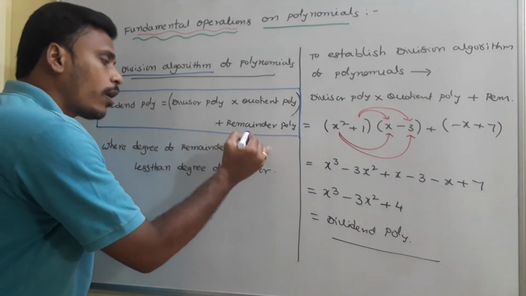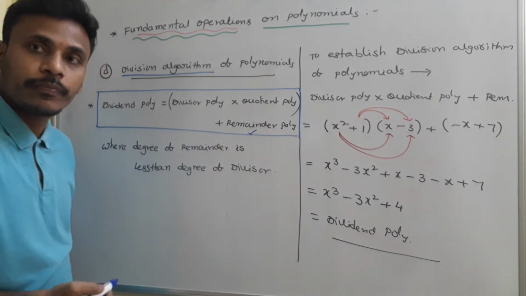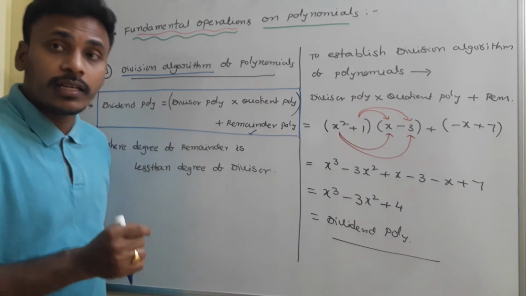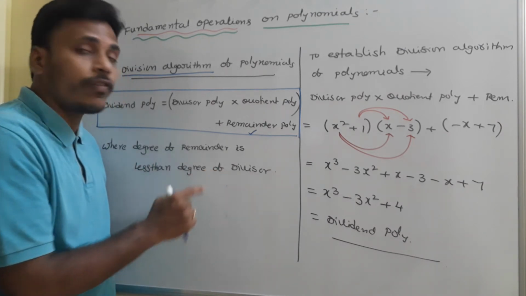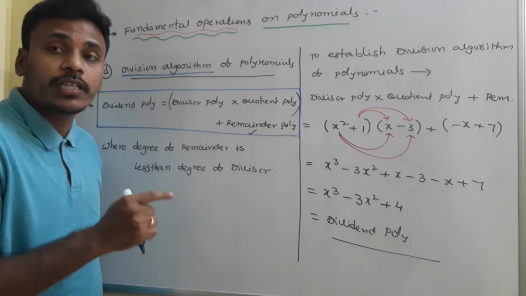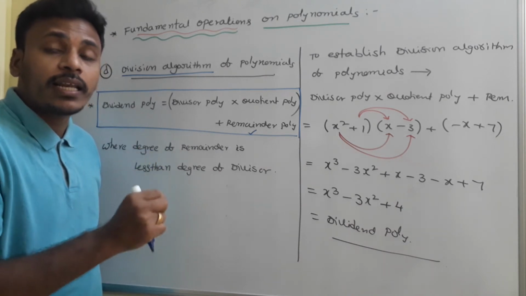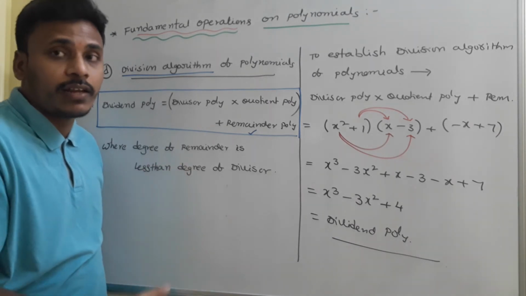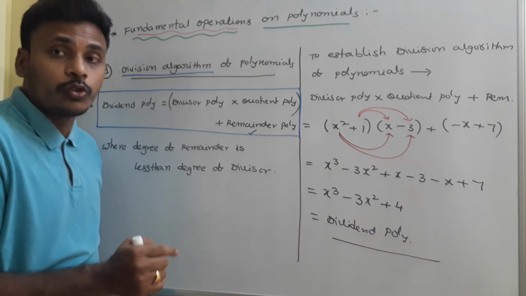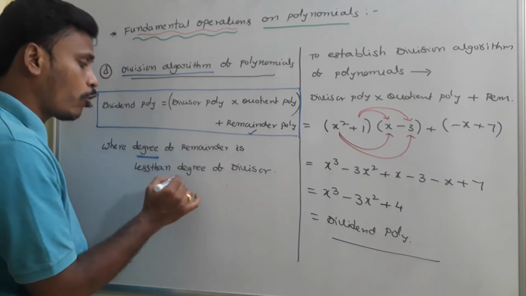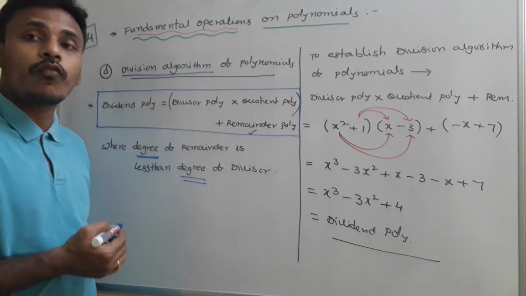But you need to conclude what this remainder is. The degree of the remainder is always less than the degree of the divisor. Usually in numbers, what do we say? In the number system, the division algorithm says the remainder is less than the divisor. Remainder value is less than divisor. Here, instead of that value, we need to think about the degree. So the degree of the remainder polynomial is less than the degree of the divisor.